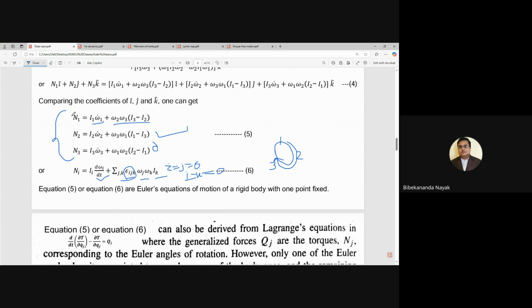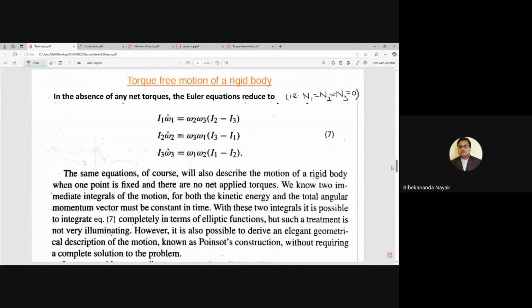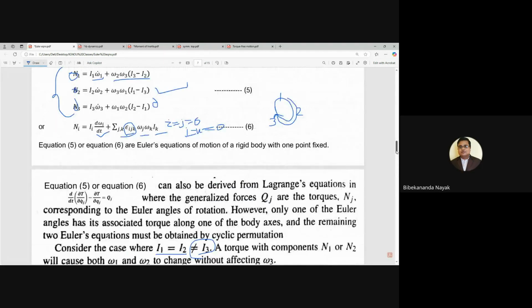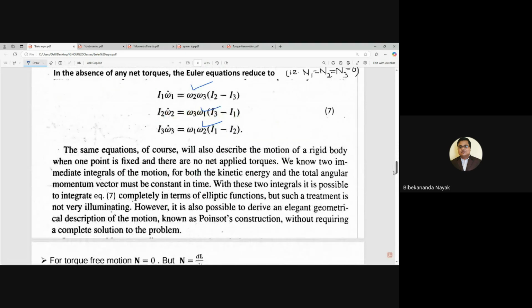If torque is zero, if N1 is 0, N2 is 0, N3 is 0, if total torque is zero, so what it means? I1 omega 1 dot plus this is zero. Torque free motion, I1 omega 1 dot, take it one side, then it will become like this. Yes, zero. So you take one side, so it will become like this. Torque free motion of a rigid body.